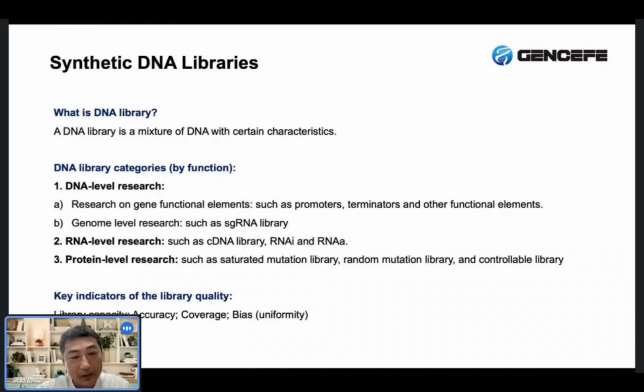When we talk about libraries, we have some key factors or key indicators to evaluate the quality of a library, and they include the library capacity, accuracy, coverage, and bias. I will talk more about these indicators later in my talk.